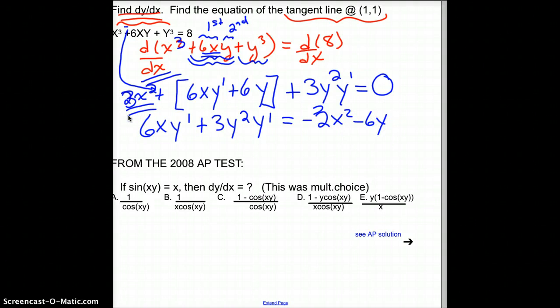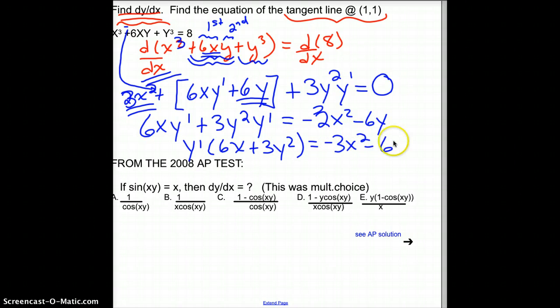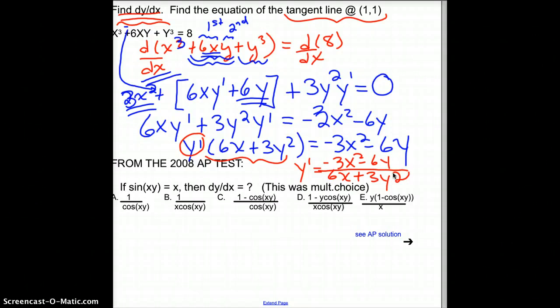Again, I'm taking my non-y prime terms, sending them to the other side. I am now going to factor y prime out of the top, so I get a 6x plus 3y squared. And a lot of algebra going on here. Lastly, in order for me to isolate y prime, I'm going to have to divide both sides by 6x plus 3y squared. So I have y prime is equal to negative 3x squared minus 6y all over 6x plus 3y squared. And I've got an implicit formula for the derivative of the graph.